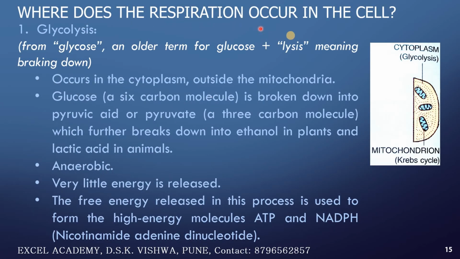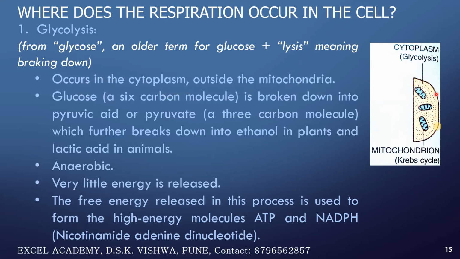Where does the respiration occur in the cell? This is important, as we have seen before. Glycolysis. Glyco, an older term for glucose, and lysis means breaking down. So this occurs in the cytoplasm outside the mitochondria.